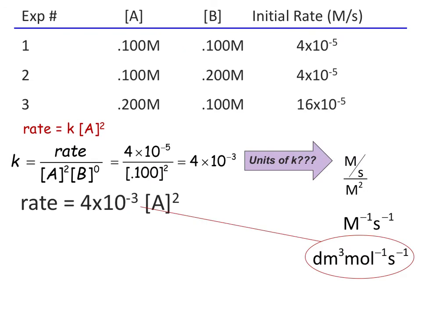But of course, we want to IB-ify our units and bring the things that are in the bottom up with the -1 exponent. So this would be our final IB style unit here: dm^3 mol^-1 s^-1.